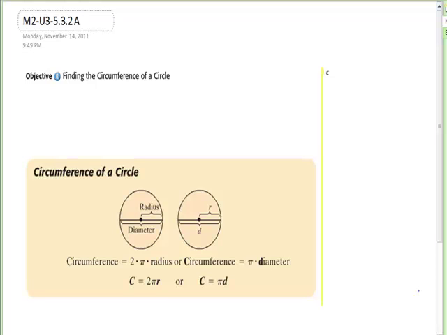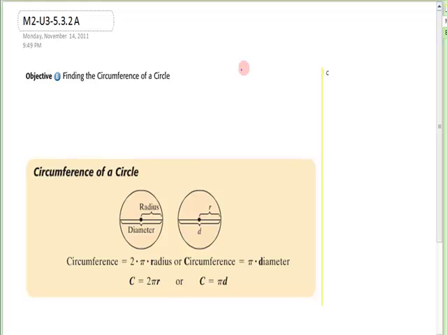Okay, in this lesson, we're going to go back to our geometry, and we're going to do some geometry that will involve some decimals. We're going to find the circumference of a circle. We have not worked with circles. We've only worked with polygons in the past, which are straight-sided figures.